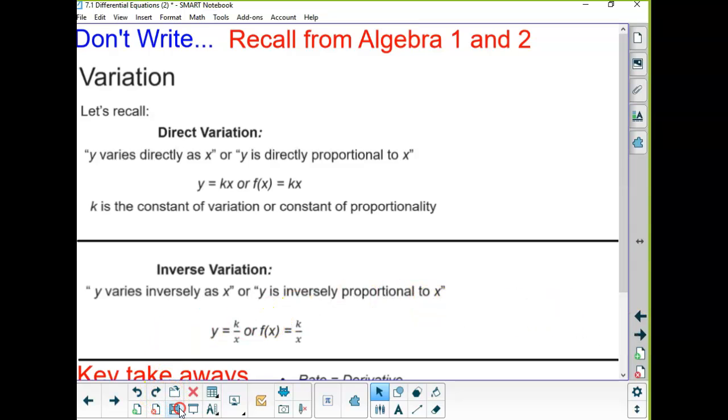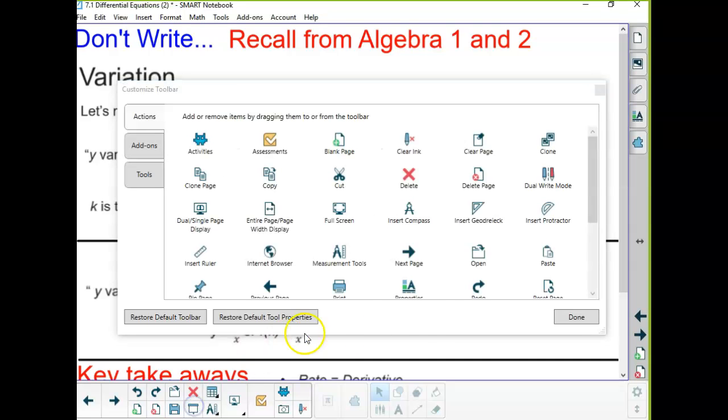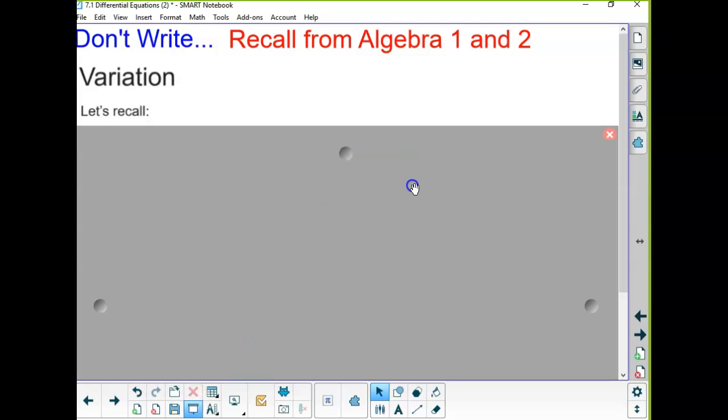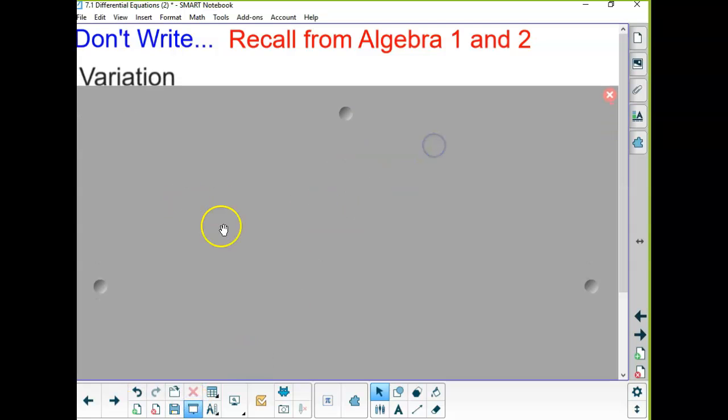And then we're going to look at some things that, gotta love new technology. There we go. We're going to do a quick recall from Algebra 1 and Algebra 2. And this part here, I don't want you to write down. If you feel like, oh man, I probably want to look back at this, these notes will be posted so you can get them if you need to.